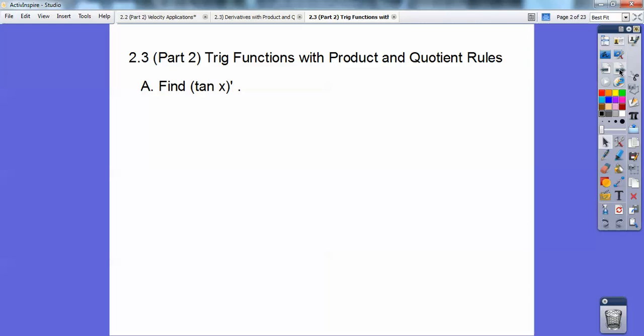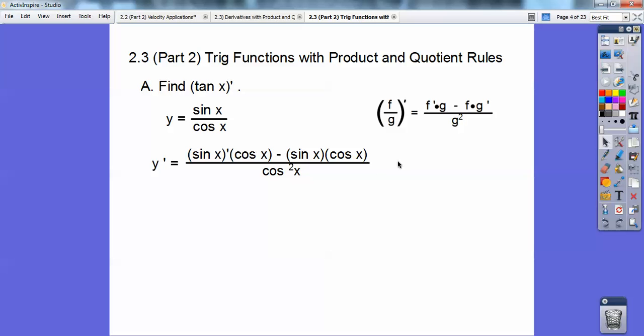All right, so let's go ahead and find the derivative of tangent of x. Remember, tangent is sine over cosine. So this is a quotient right here, so I'm going to use my quotient rule from a couple of lessons ago. I think it was the last lesson. So here we go, I'm going to set it up.